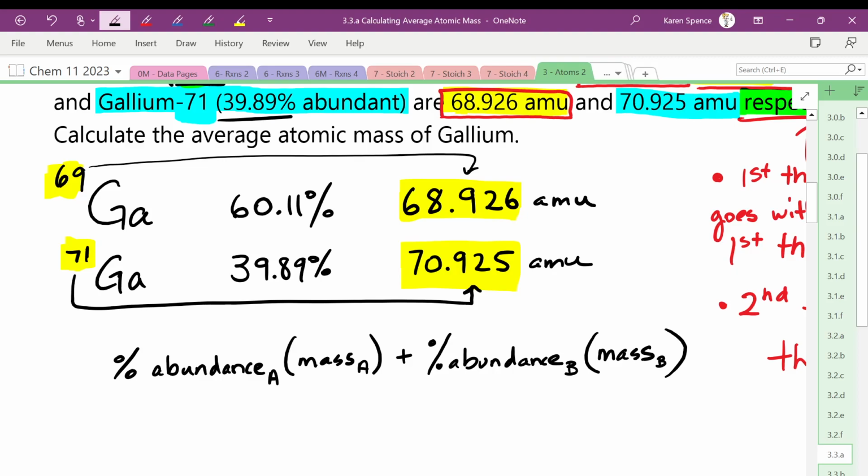And it doesn't matter which isotope you assign the letter A and the letter B, okay? Let's just call this one here A, and let's call this one B, okay? And this is going to equal our average atomic mass. So far, so good? Okay.